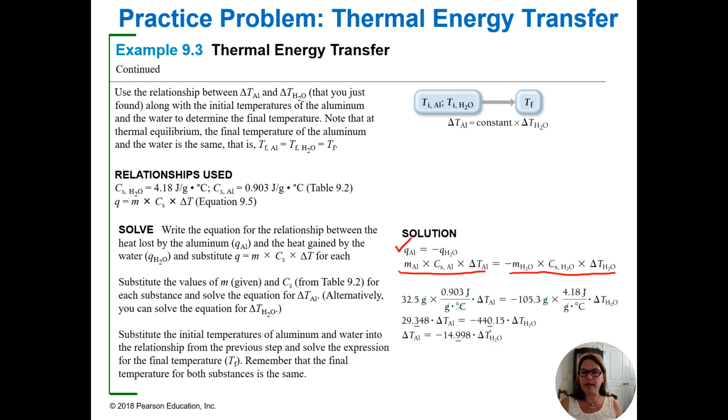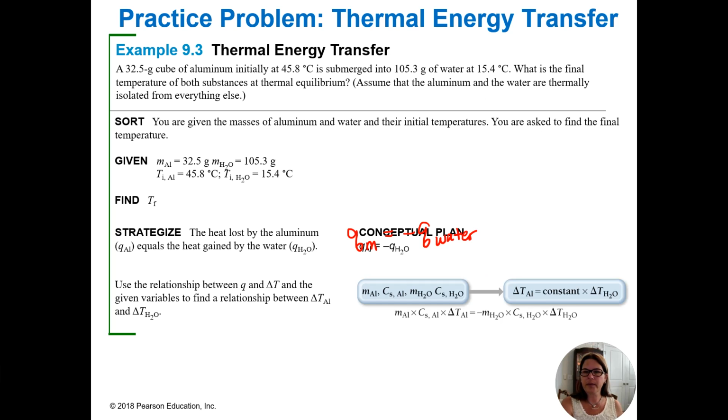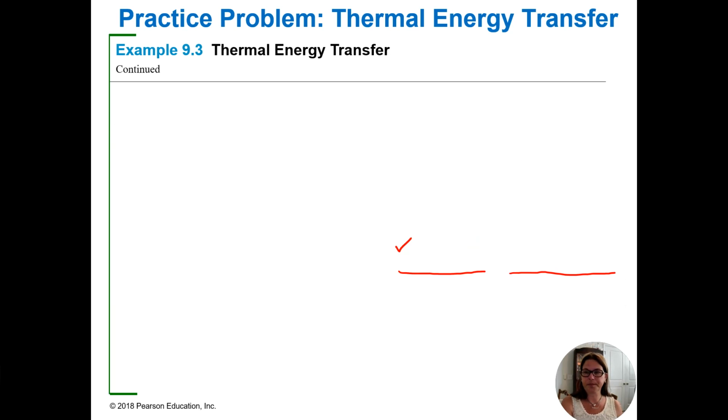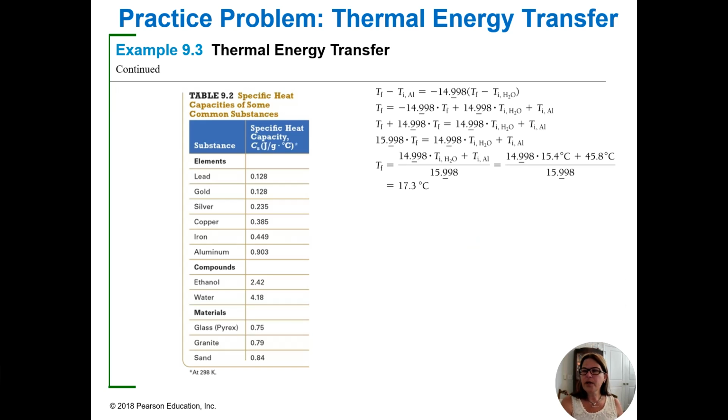Now, the problem is, what do we know? We know that, hold on, let me go back. We know that the aluminum started at 45.8 and the water started off at 15.4. That's what we know. So what we have to do is plug in the initial temperature of the water and the initial temperature of the aluminum and then rearrange to solve for T final.